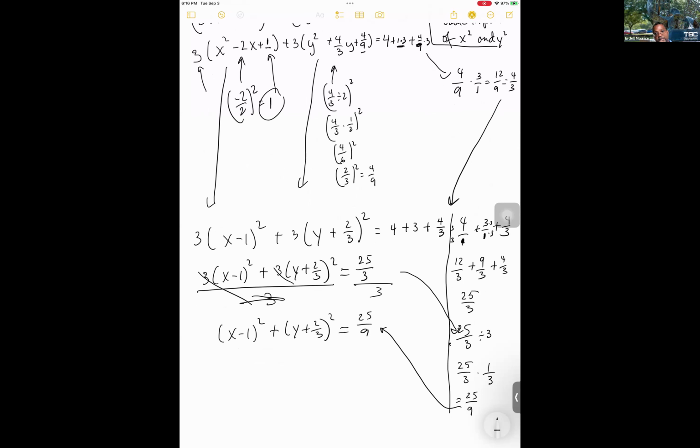This is definitely one you need to practice. My suggestion is you start by going over the video, watching me go through it step by step, and then trying one from the homework. Questions there? So now that I have this, the center is at 1 comma negative 2 over 3, and the radius is the square root of 25 over 9, which is better known as 5 over 3.